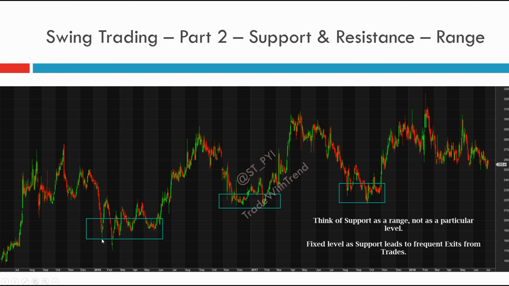See, this is a low formed in January 2016. Then this low got breached in February 2016, and then price fluctuated here. So you cannot say that this level of 170 is the support here. The reason being that the maximum amount of price rotation or fluctuation has happened in this range, which is why the range between 200 and 180 is actually valid support in this particular chart.